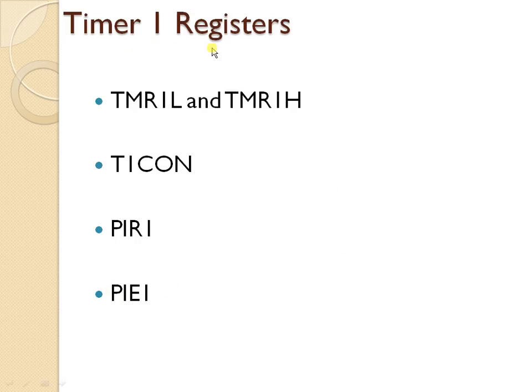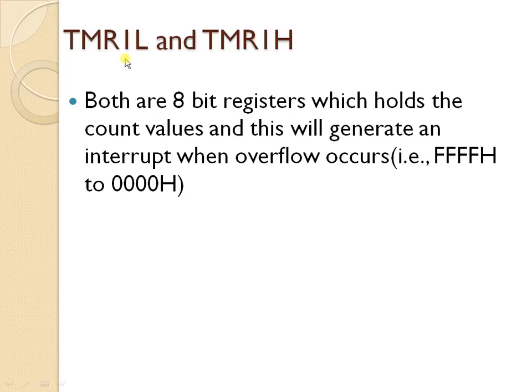If I want to use Timer1, then I have to access these registers: Timer1 low and Timer1 high, Timer1 control register, PIR1 and PIE1. Timer1 low and Timer1 high are two 8-bit registers, and combined they become a 16-bit register. These registers will be holding the count value, similar to TMR0. As it is a 16-bit register, its maximum value would be FFFF, so whenever it rolls over from FFFF to 0000, it will generate an interrupt.